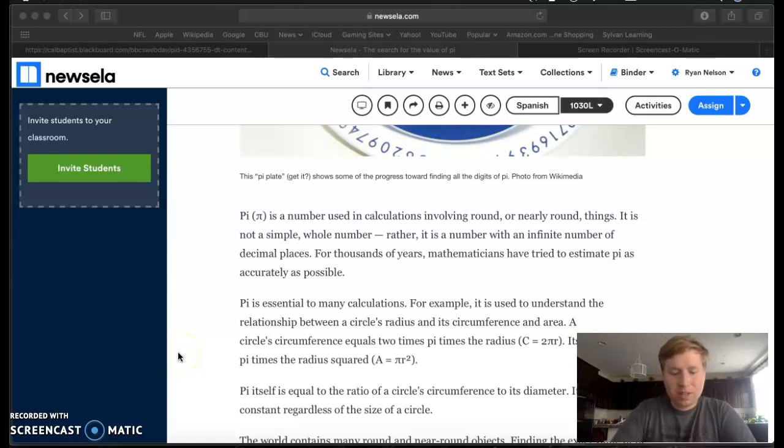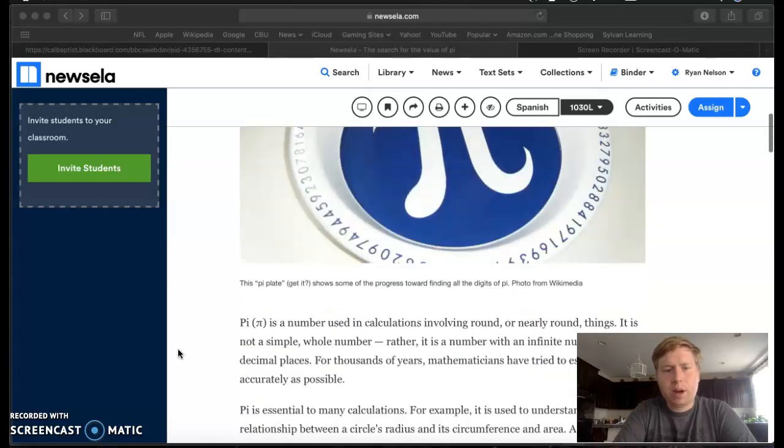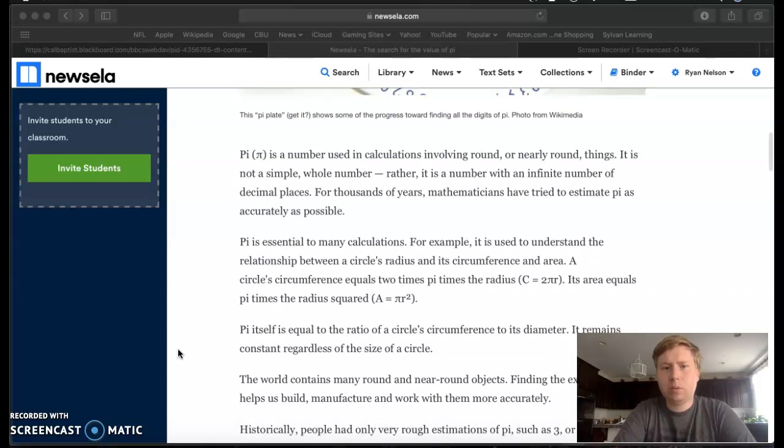So it says the title. So let's go up to the title. It says the search for the value of pi. Hmm. So based on the title, I predict that this is going to be about the people from the past trying to find the value of pi. So trying to figure out what pi is equal to.